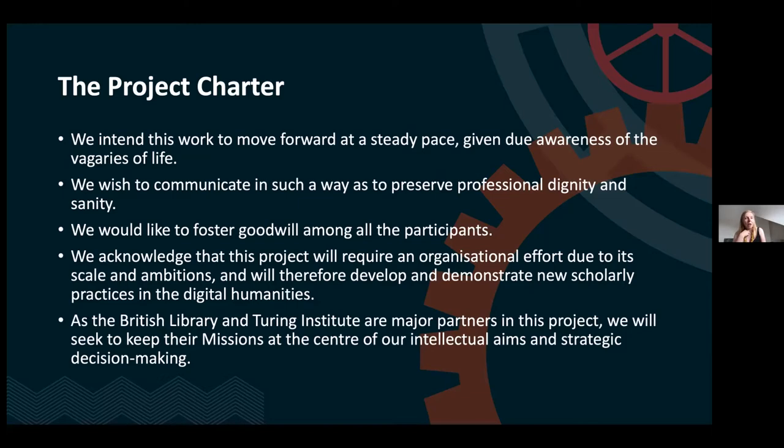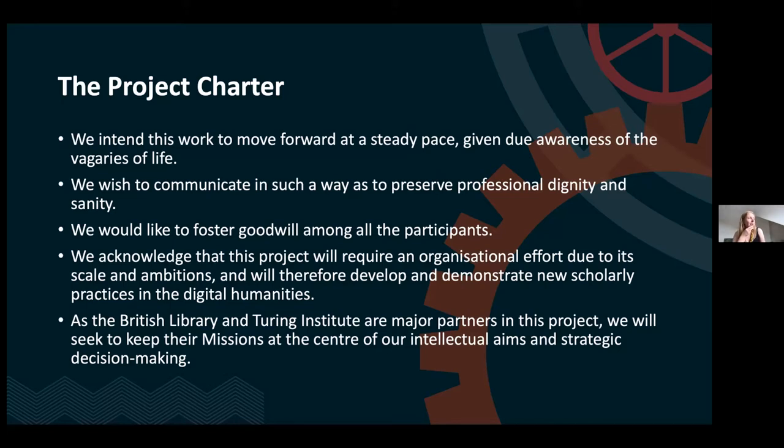Finally, we acknowledge that this project will require an organizational effort due to its scale and ambitions, and will therefore develop and demonstrate new scholarly practices in the digital humanities. So this statement sought to acknowledge the fact that this project especially faced additional challenges owing to the sheer size of the team. It feels like a small department sometimes. And the fact that the project came into being through a sort of top-down collaboration.